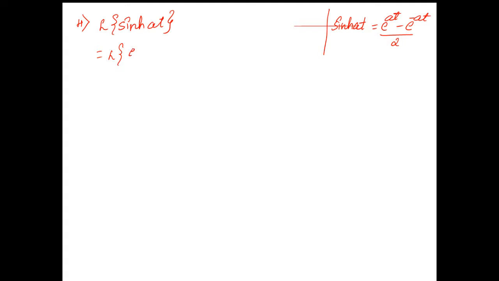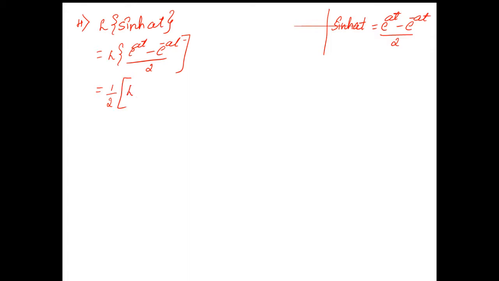Our fourth function is the Laplace transform of sinh at. We know that sinh at can be written as (e^(at) minus e^(-at)) divided by 2. So we'll substitute here: the Laplace transform of sinh at is the Laplace transform of (e^(at) minus e^(-at)) divided by 2. Further, I'll take 1 by 2 out.